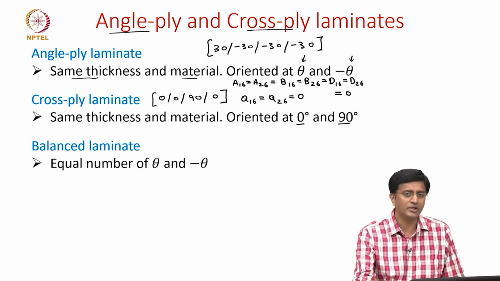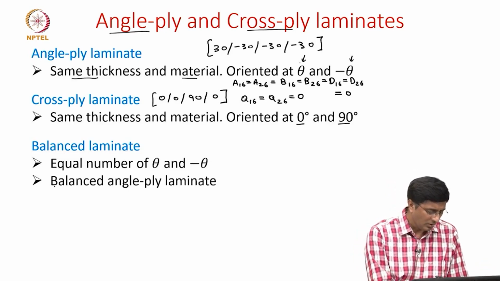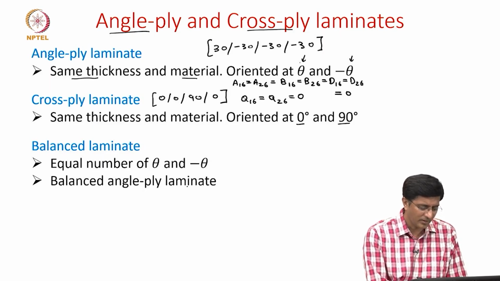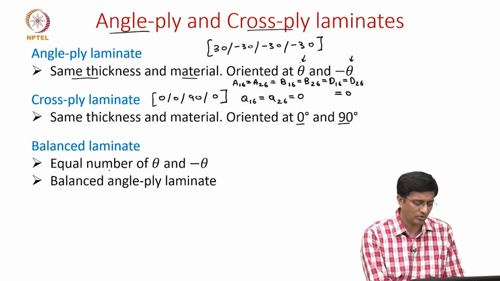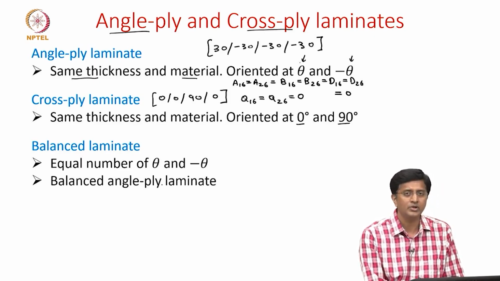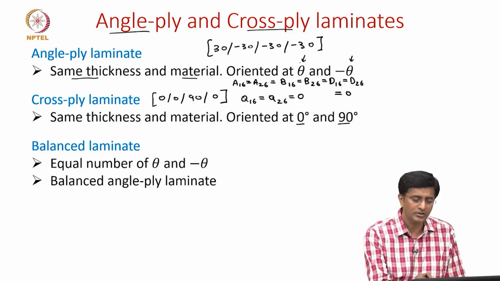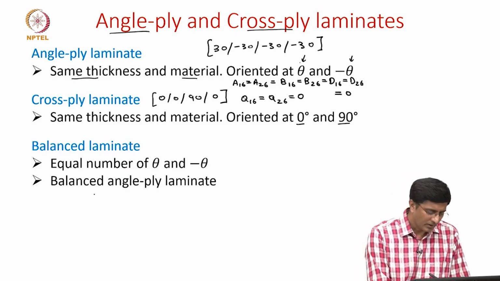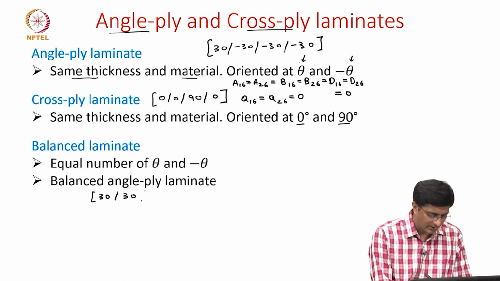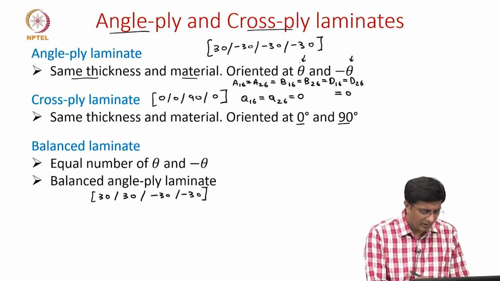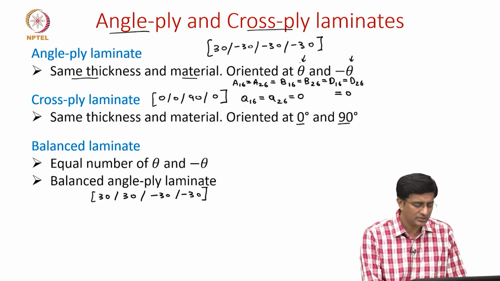So in this again we can discuss angle-ply and cross-ply. We can start by asking what we mean by a balanced angle-ply laminate. Balanced, we have just shown, should have an equal number of theta and minus theta. Angle-ply, we know, should have only theta and minus theta angles. So for example, I can write it as 30, 30, minus 30, minus 30. Here we have 2 layers with theta equal to 30 and 2 layers with minus 30.